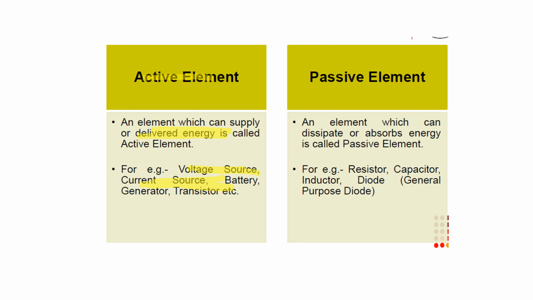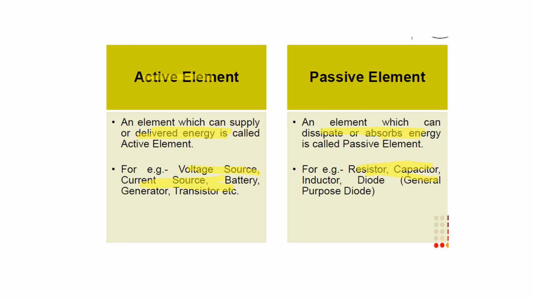And what are passive elements? Those which dissipate or absorb energy are called passive elements, like resistors, capacitors, and inductors. Next time, suppose they want to create multiple choice questions, then they can ask which of the elements is not a passive element. They can give resistor, capacitor, inductor, and one example like a battery. So they can also go with an MCQ.